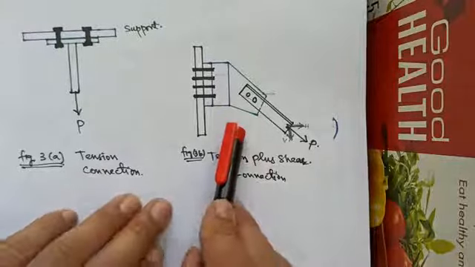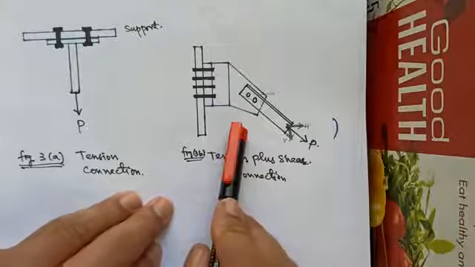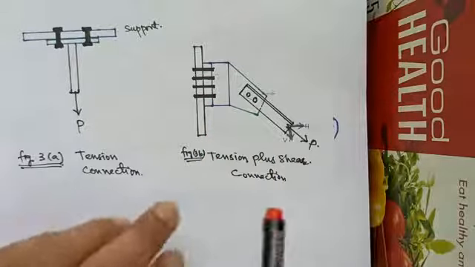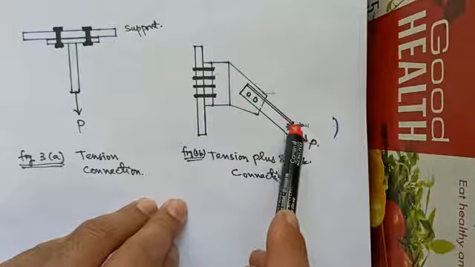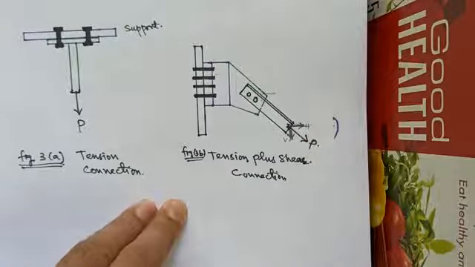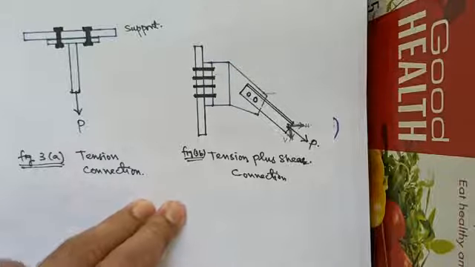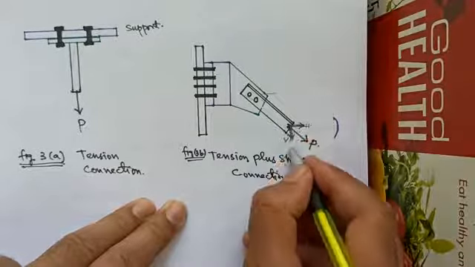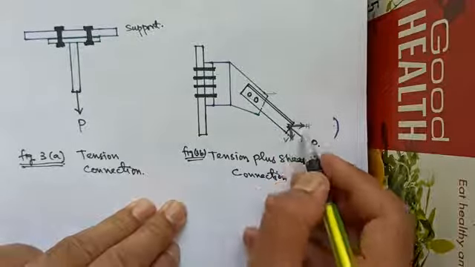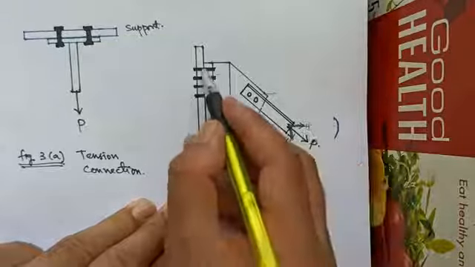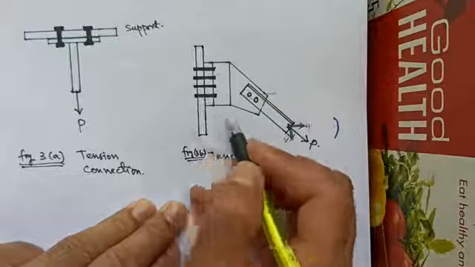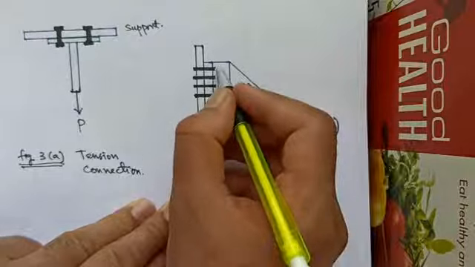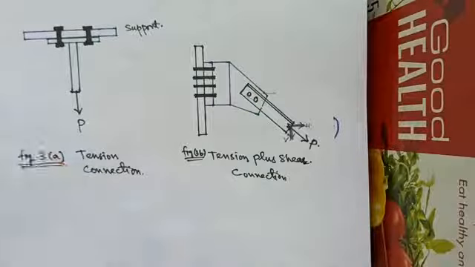While in figure B, we have a connection shown and the bolts in this case are subjected to both tension and shear, because the direction of the force is inclined. So we will have two components of the force, that is a horizontal component in this direction, and a vertical component of the force in the vertical direction. Due to this horizontal component of the force, there will be tension in the bolts, whereas due to the vertical component of the force, we will have shear in the bolts.